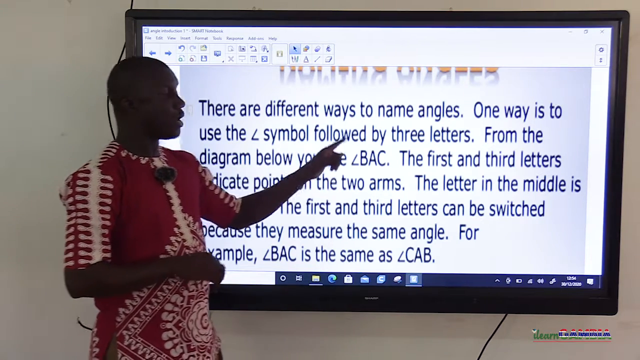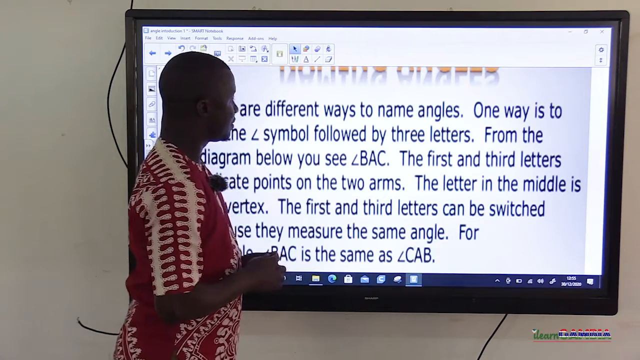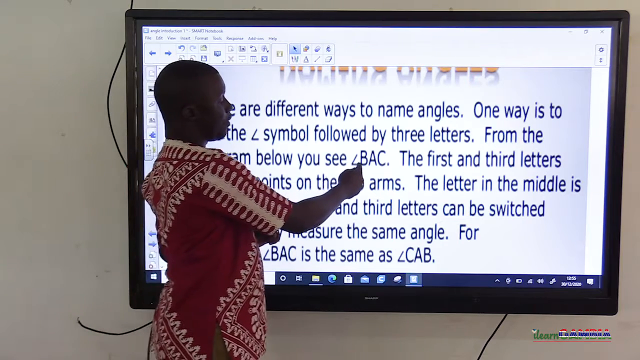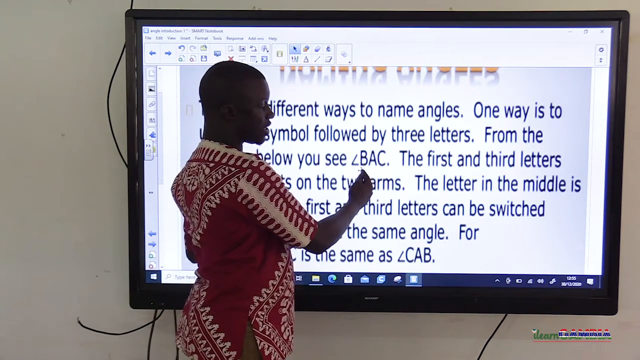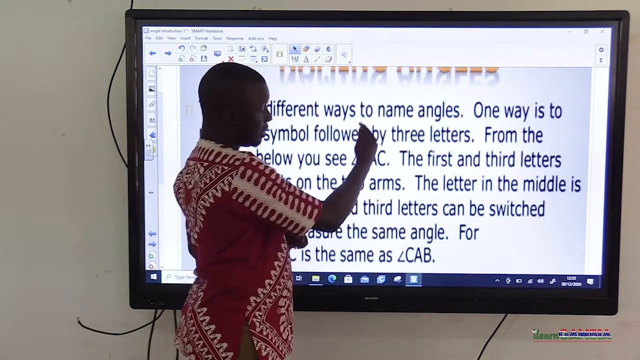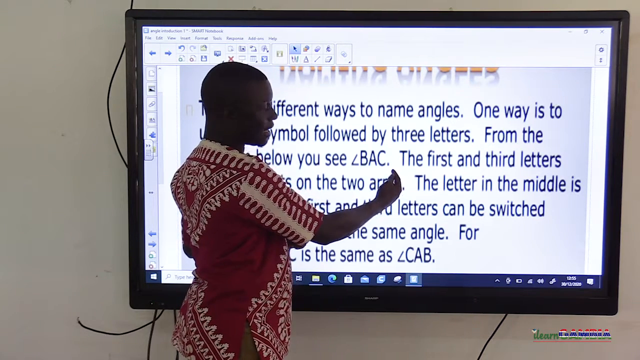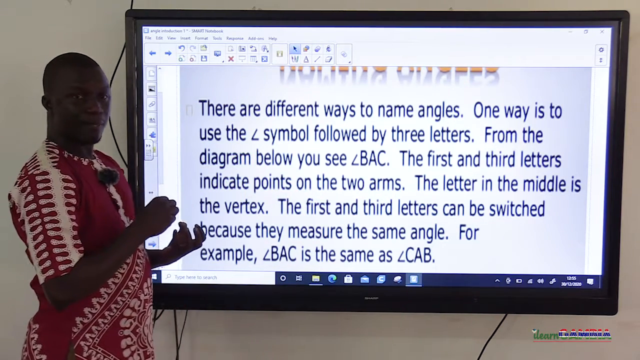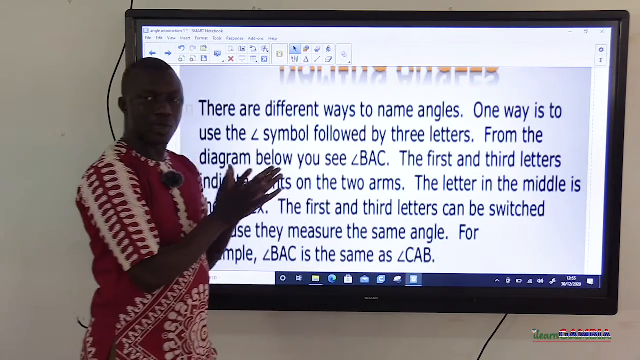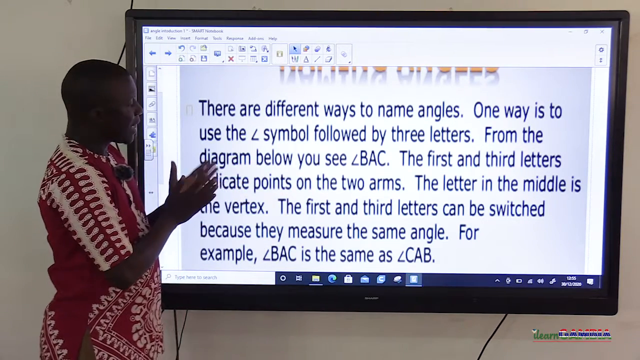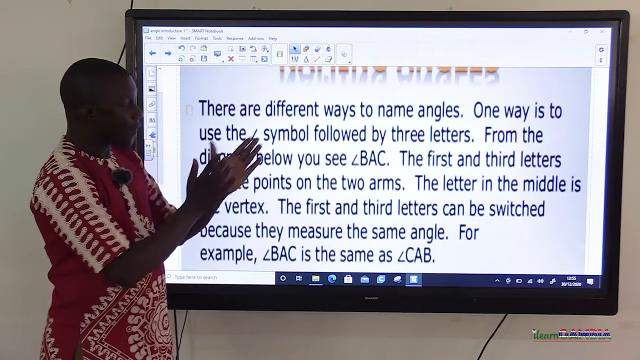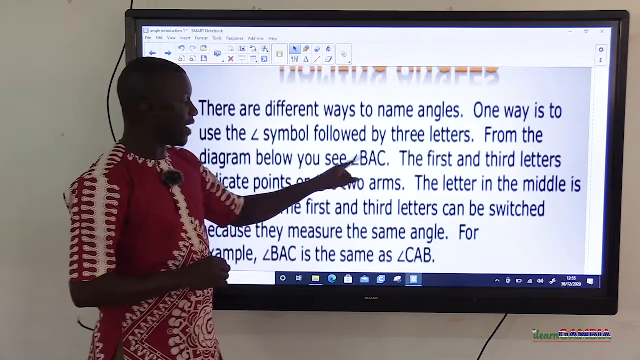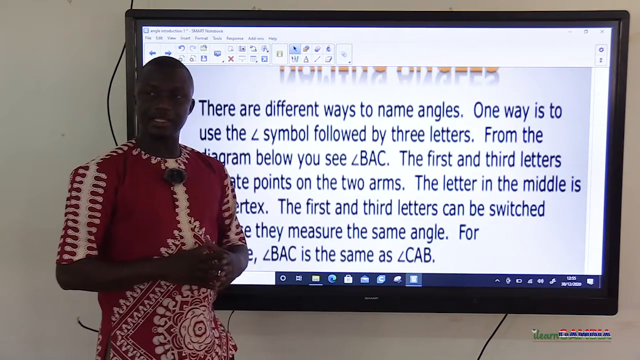You can see angle ABC. The first and the third letters indicate points of the arms. We have angle A, B, and C. The first letter represents an arm. The last letter, the third one, represents an arm, and the letter in the middle is the vertex. It's where the two arms meet that they form the angle. And the letter in the middle refers to where the vertex is. So if you see angle ABC, you obviously know that the vertex is at B because the letter B is right in the middle.